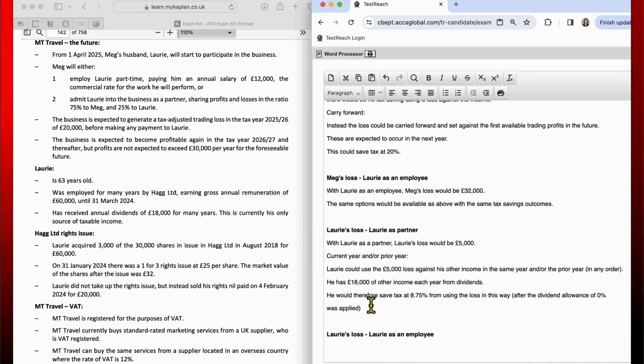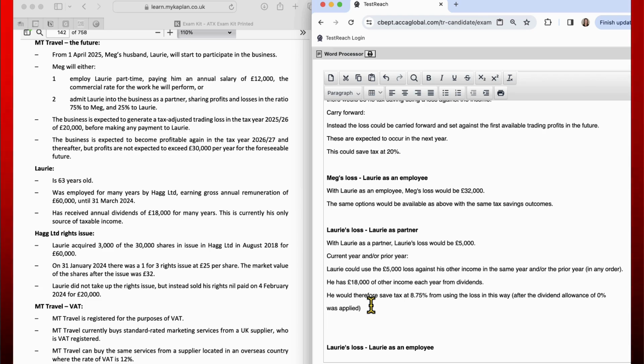So tax rate, what are we saving? Well, there is a dividend allowance, 0% on the first 1,000 of dividend income, but beyond that you'd be saving tax at 8.75% being the dividend rate, basic rate. He would be a basic rate taxpayer because his only source of income is going to be this 18,000 dividends and anything he gets from the partnership. So that's one option, but also he could do the carry forward option as well.